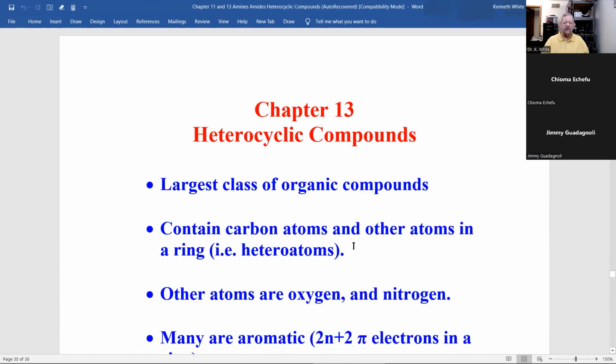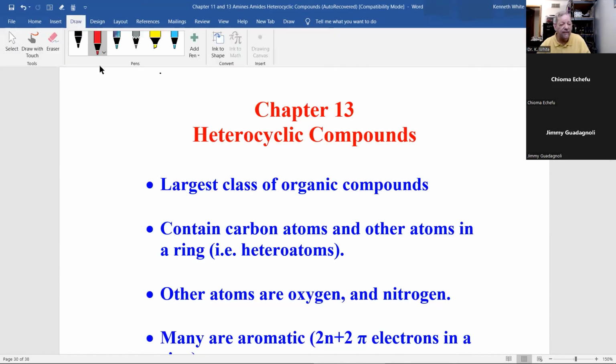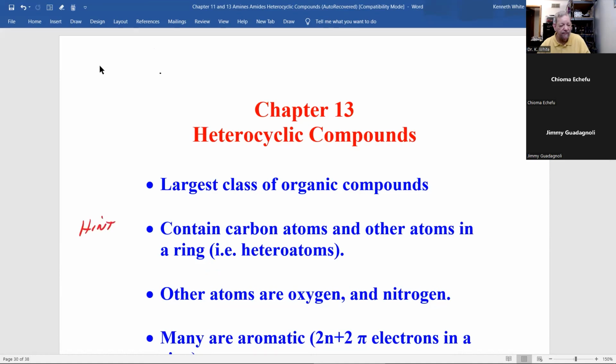All right, let's talk about heterocyclic compounds. I'm not going to ask you, but that's the largest class of organic compounds in nature or on our planet. And you should know, what is a heterocyclic compound? It's a ring with carbon atoms and other atoms in a ring. Hetero means other atoms. And those other atoms are oxygen and nitrogen.